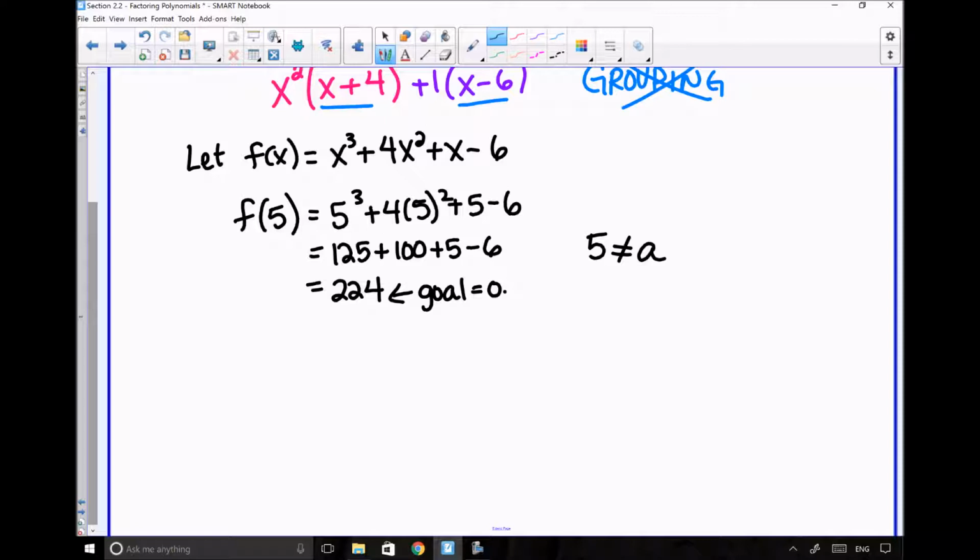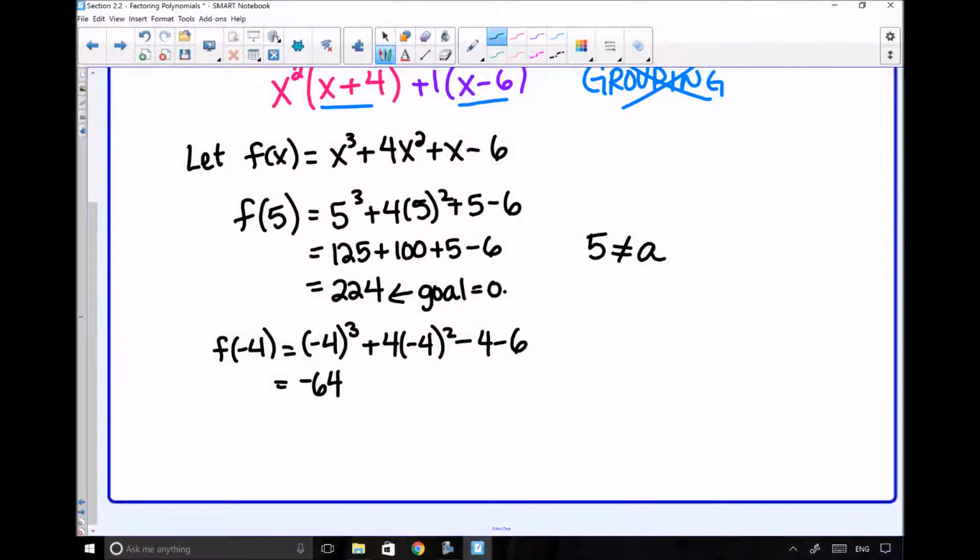Let's try -4. Why am I choosing -4? Because I just randomly want to. So let's do f of -4. So it's going to be -4 cubed plus 4 times -4 squared minus 4 minus 6. Well, -4 cubed is -64. And then, -4 squared is 16. 16 times 4 is positive 64. Minus 4 minus 6, so this ends up giving me -10. So that means that a cannot equal -4.